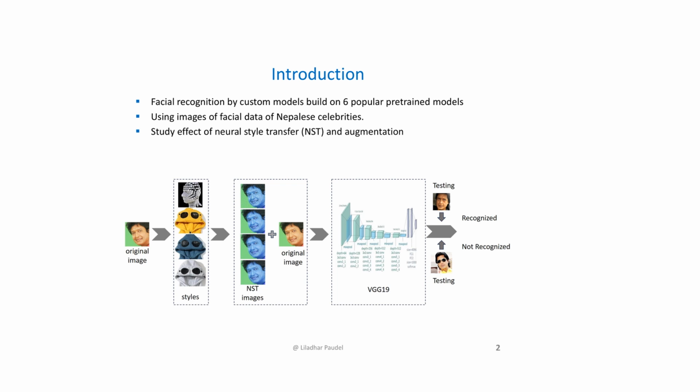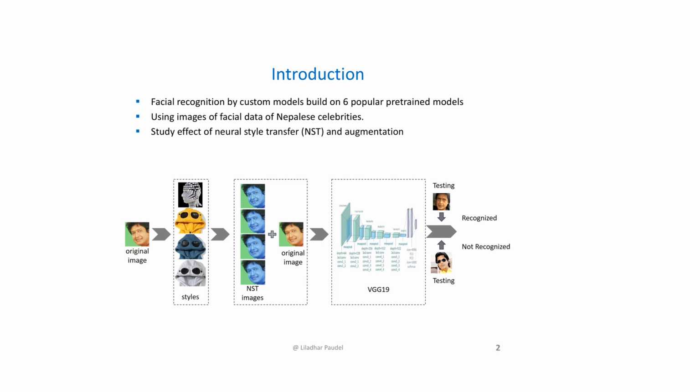And this page summarizes the whole process of the facial recognition. The first step is to obtain the images. Once I have the images, because my image sets are very small, I did the neural style transform. I use 4 style images to do the neural style transform. And I have done this only for the training images.